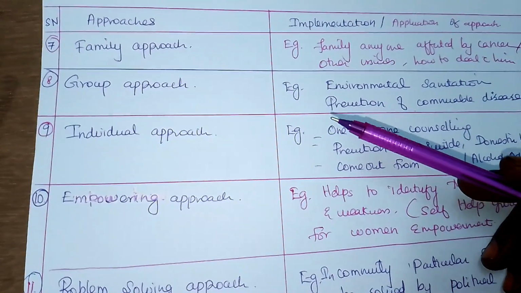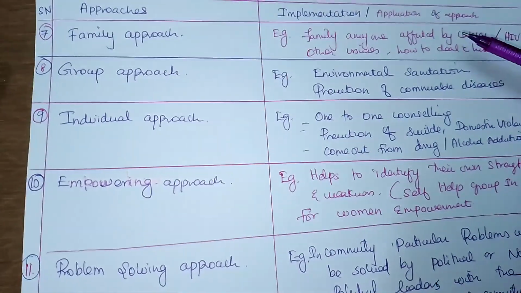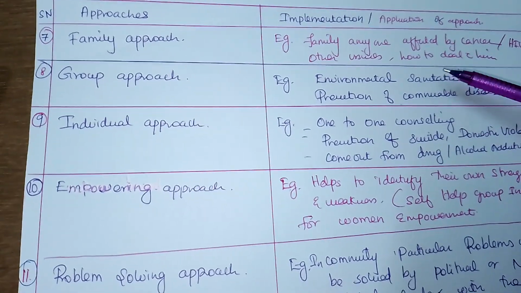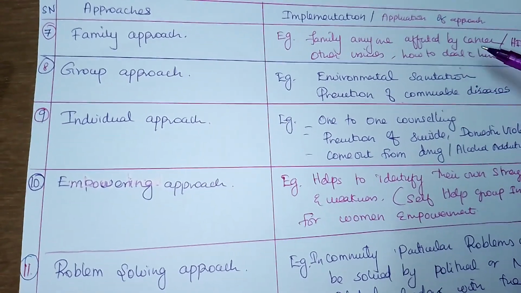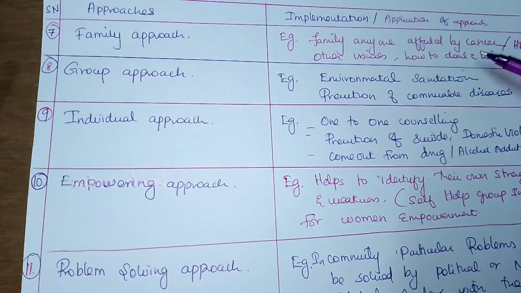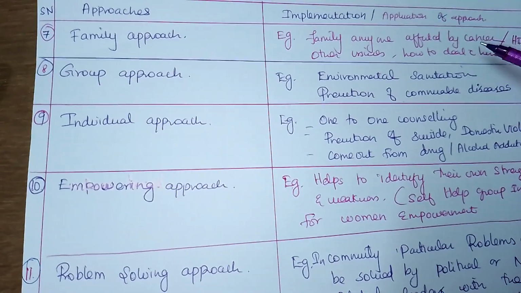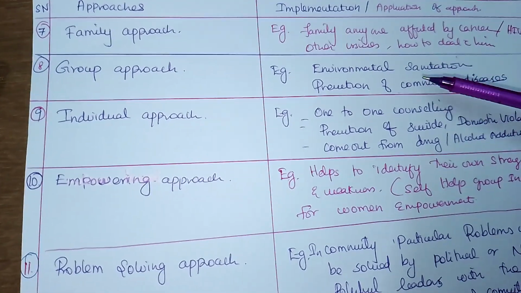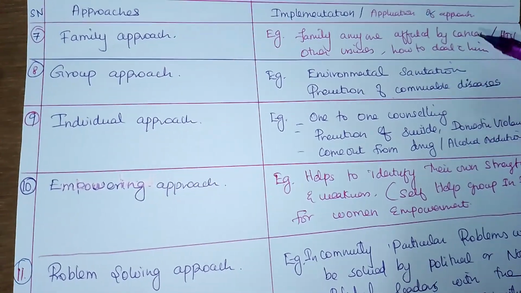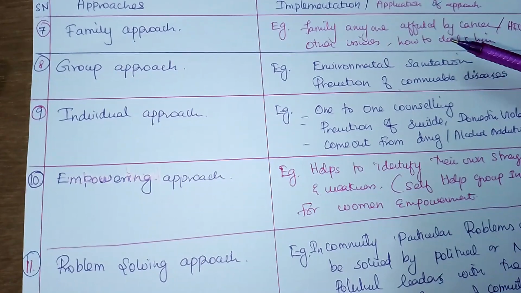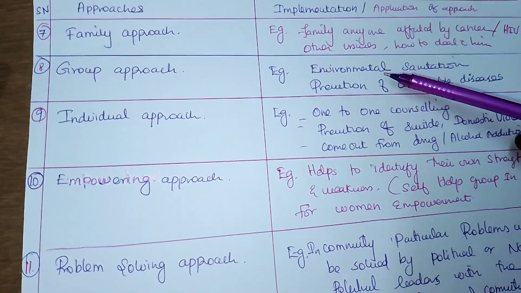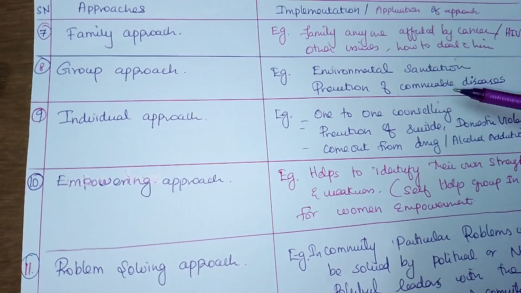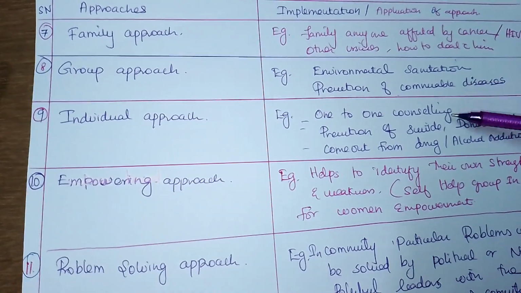Next is the family approach. In the family approach, if one person is affected by a communicable disease, the whole family is taken as the unit of service. For any communicable disease or sexually transmitted disease, we take care of the whole family so that it will not spread again, for example HIV or other sexual diseases. The group approach is always implemented for environmental sanitation and the prevention of communicable diseases.